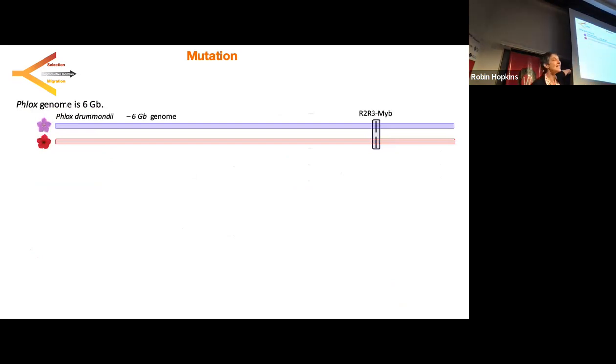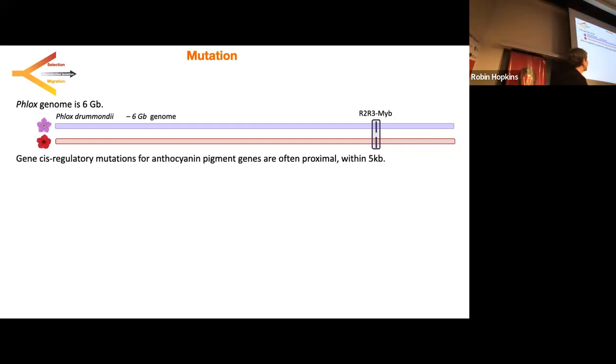All right. Here's the little dirty secret about Phlox. It is a giant genome. So we've got 6 gigabases of a genome spread over 7 enormous chromosomes. And somewhere hiding in there is our R2R3 MYB transcription factor. And we think, based on other studies of flower color, that if it is a cis-regulatory region, something that's close to that particular gene or allele that's controlling expression, it's going to be within about 5,000 base pairs.